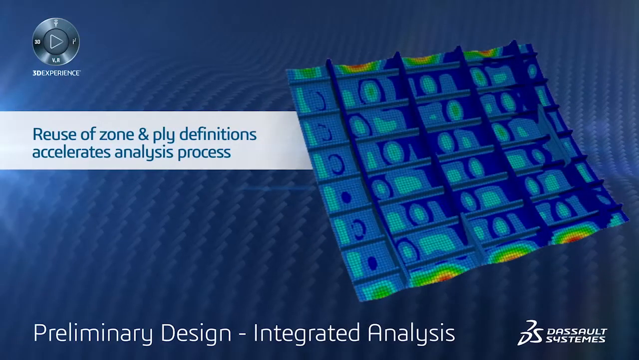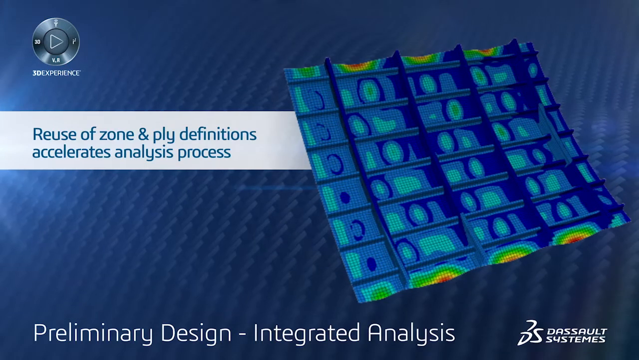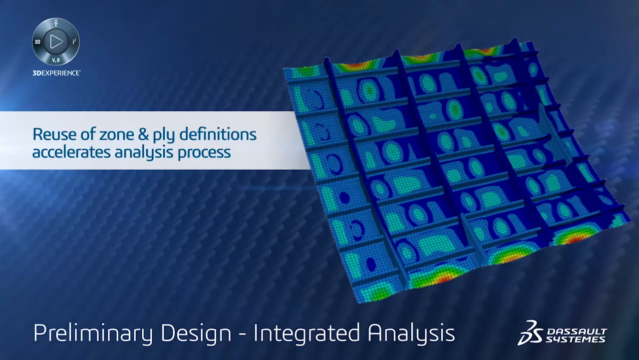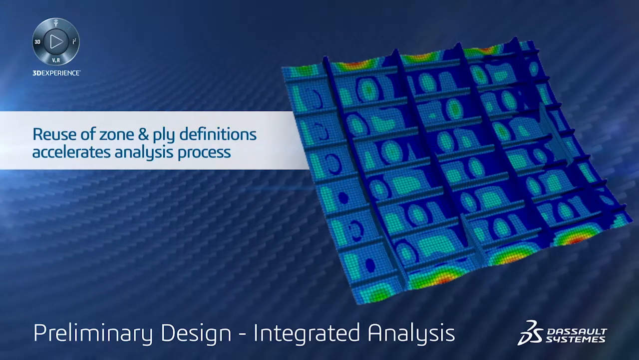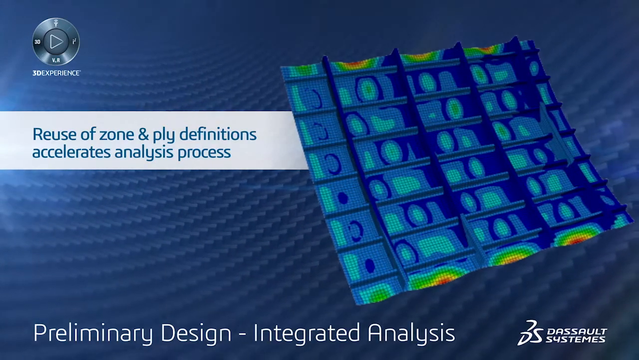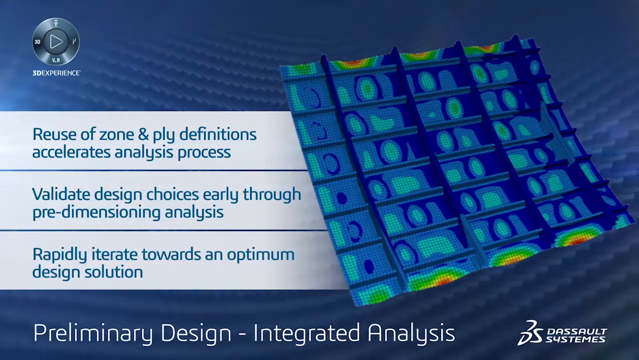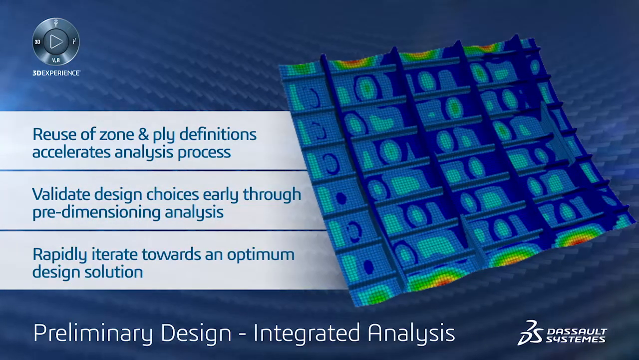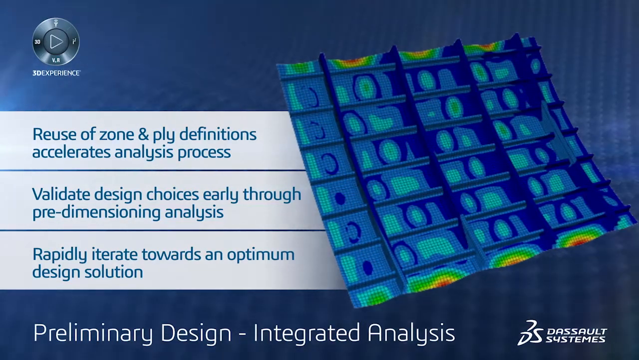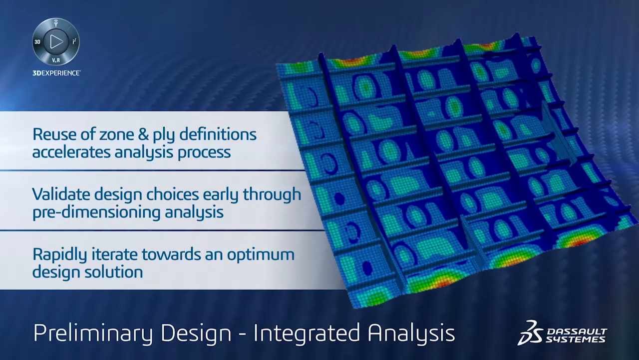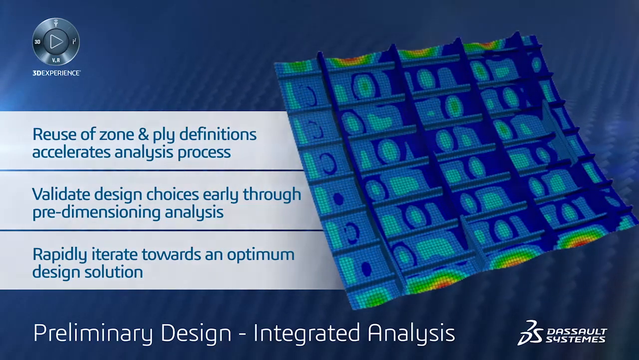Optimum product design can be reached early in the design process by leveraging the already created zone and ply definitions, the integrated finite element analysis solver, and composite-specific post-processing capabilities. The intuitive and easy-to-use analysis capabilities help bring structural analysis out of the expert domain and into the core of the enterprise-wide design process by allowing engineers to quickly validate design choices directly within the design environment.